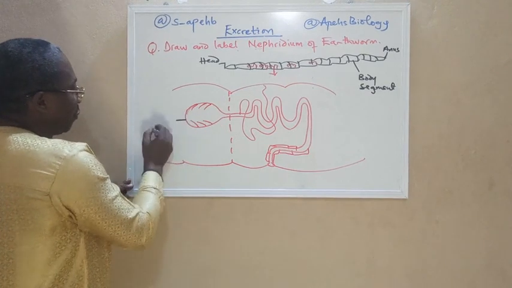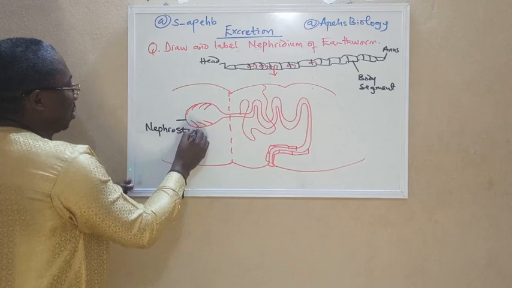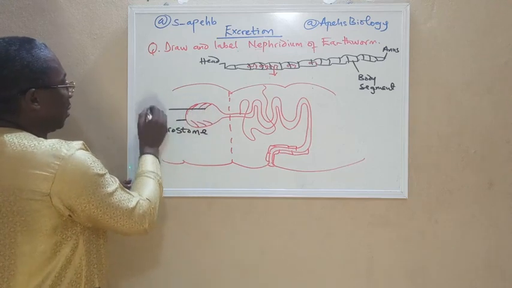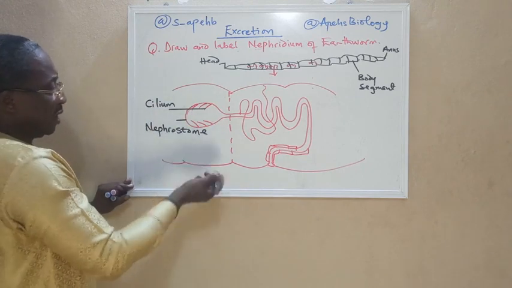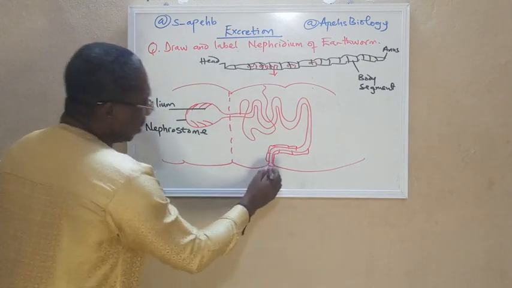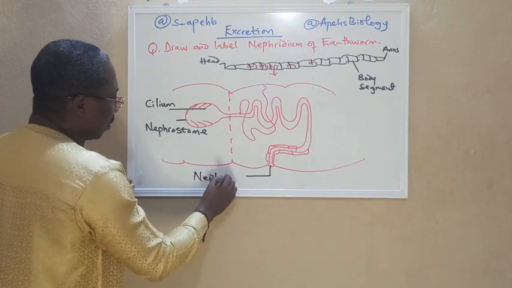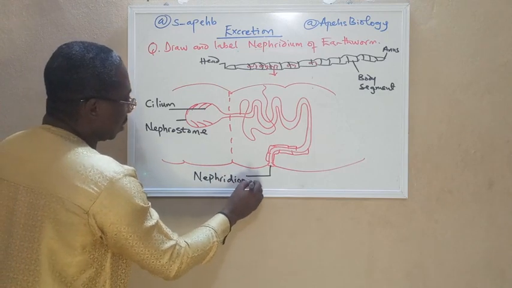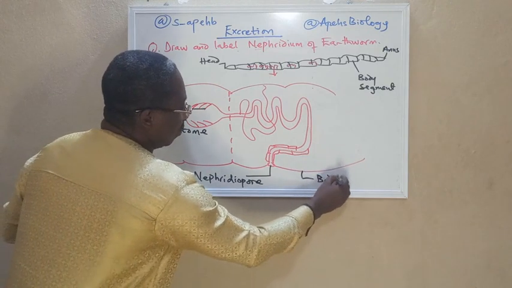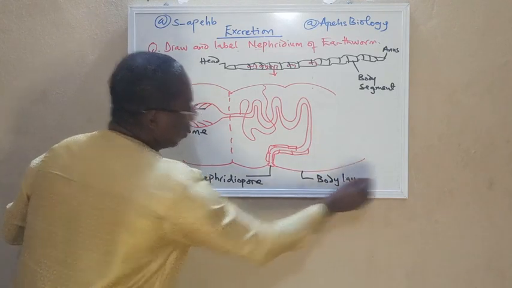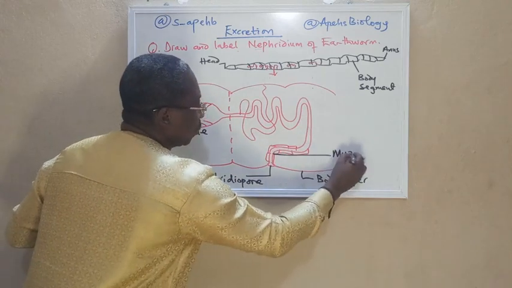Now this part of the nephridium is called the nephrostome. Nephrostome, all right? And then within the nephrostome we have these hair-like structures that are called cilium. Plural is cilia. Now interestingly here, this opening on the body is called the nephridiopore. Nephridiopore, right? Is the opening. Then of course this is the body layer of our earthworm. That's the body layer.